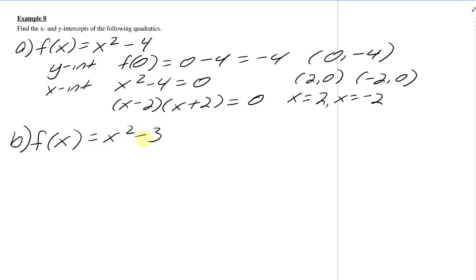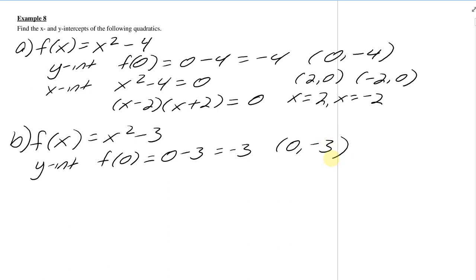So finding the y-intercept is the exact same process. I just plug in 0 for x, I'll get 0 minus 3, so this will equal -3, so I still have the intercept (0, -3). Okay, now here's the kind of tough part of this, the x-intercept.